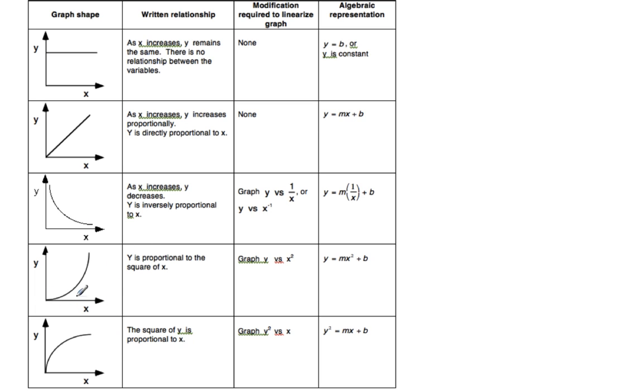But if it looks like it might be a parabola, instead of graphing y versus 1 over x, you'd graph y versus x squared. If it looks like a sideways sleeping parabola, then instead of doing y versus 1 over x or y versus x squared, you would graph y squared versus x. And that's how you could figure out a math model for this particular shape. So that's a brief review of the linearization process.